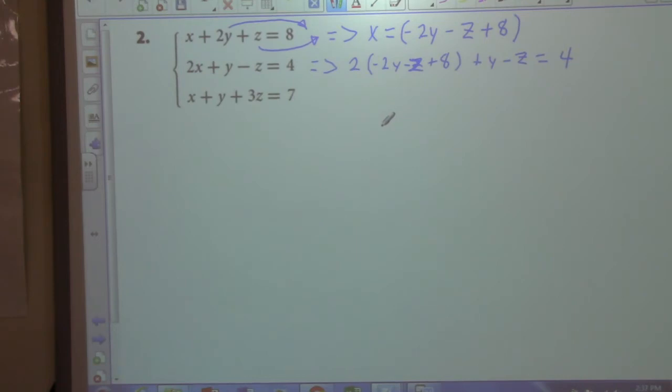All right? Does everybody get that so far? Okay, the next thing I'm going to do is distribute here and get this simplified. So I'll take that, that, and that. I'm going to get 2 times negative 2y, or negative 4y, and 2 times negative z will be minus 2z, and then 2 times 8 is 16. And then I have plus y minus z is equal to 4.